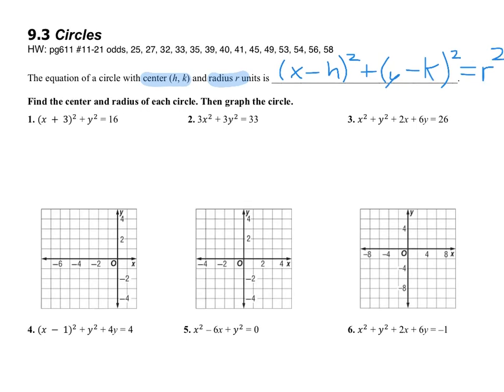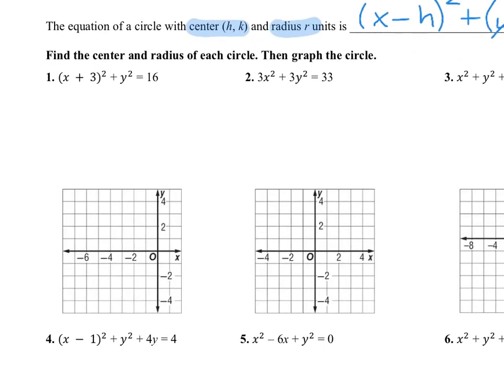Okay, so looking at number 1, notice the plus 3 with the x. So we do the opposite, negative 3. The y doesn't have parentheses, so the y coordinate for the center is 0. So this is our center. The radius is the square root of the number on the other side by itself.